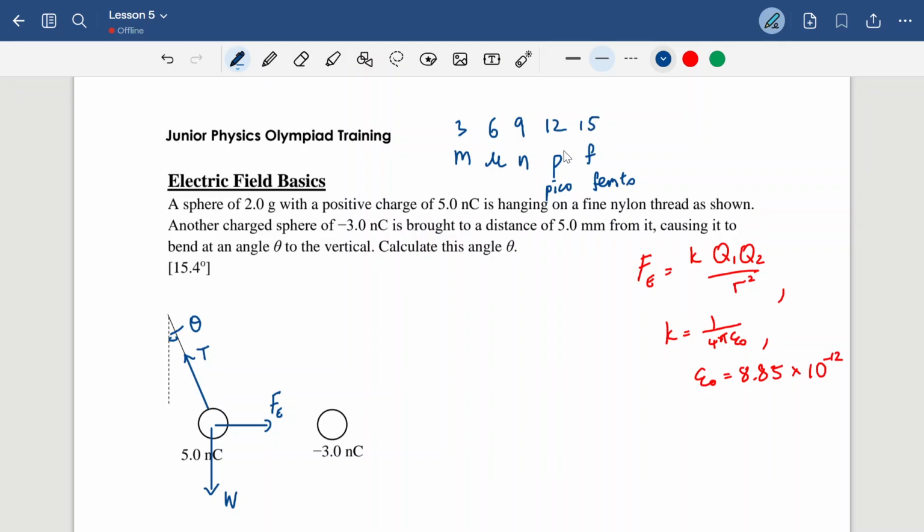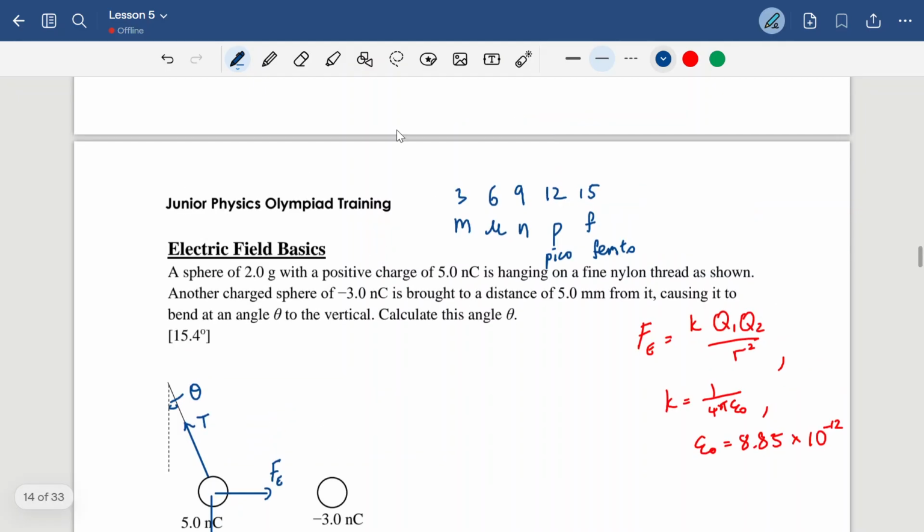This is 10 to the power minus 15. On the bigger side, 10 to the power 3, 6, 9, 12, 15, that's kilo. I use computer to remember kilobyte, megabyte, gigabyte, terabyte, petabyte. Tera is TERA, peta is PETA. You know.